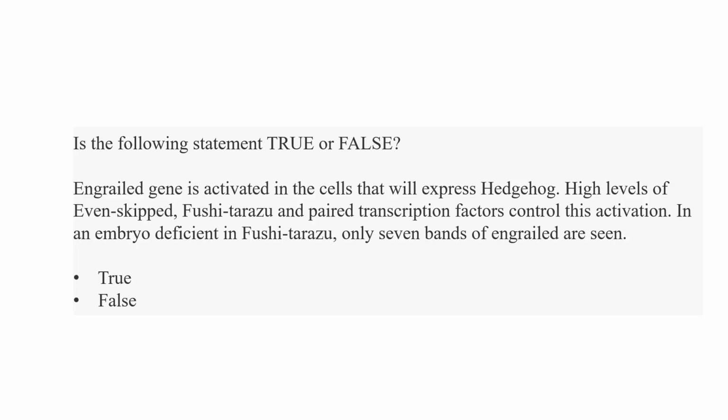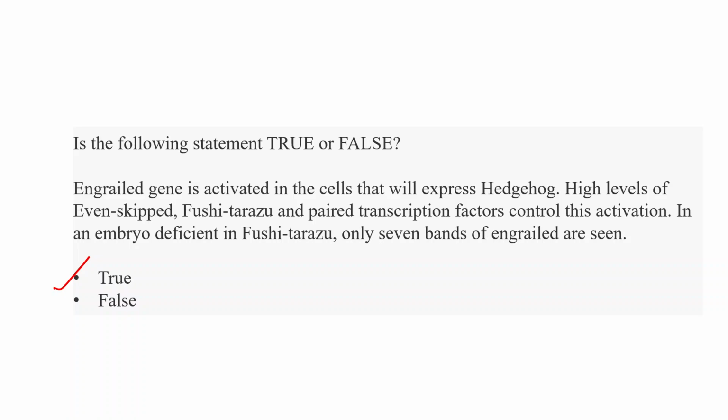Okay. So the statement here, is it true or false? It is true. Why? Because engrailed, which is a segment polarity gene, is activated in one row of cells per parasegment. Its activation requires high levels of pair rule gene products, for example even skipped, fushi tarazu, and paired, that define those rows. And engrailed expressing cells also express hedgehog, which signals to neighboring cells.